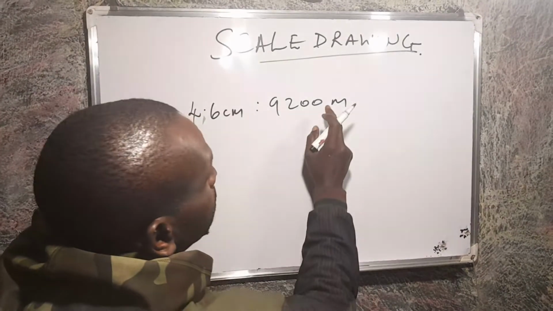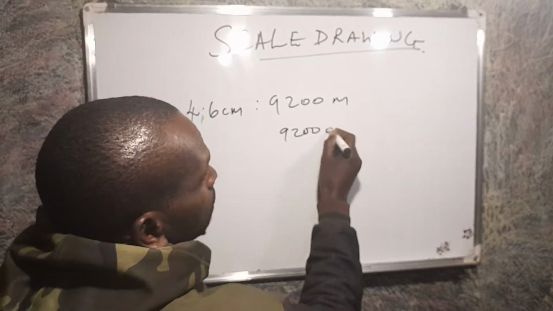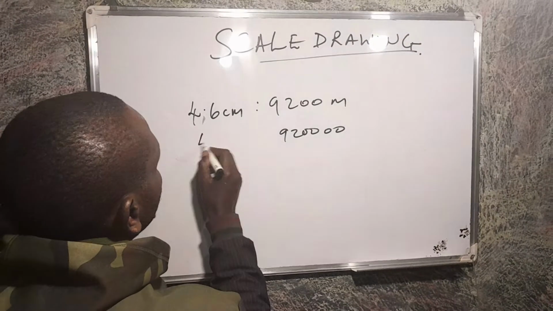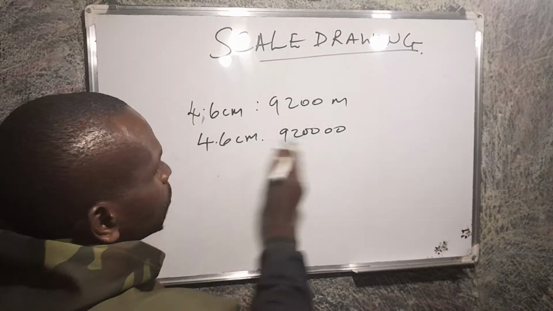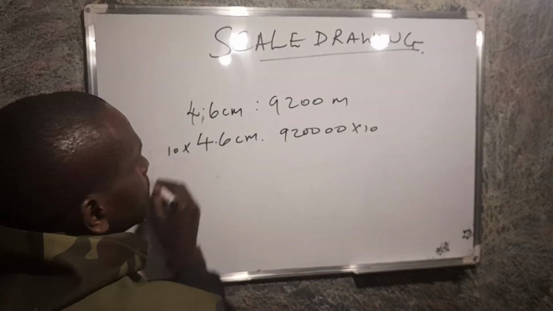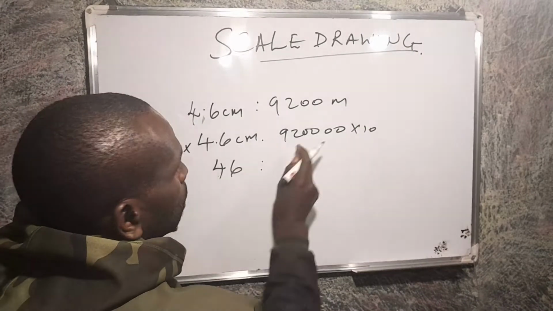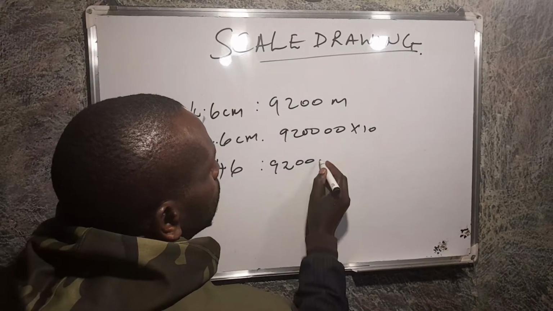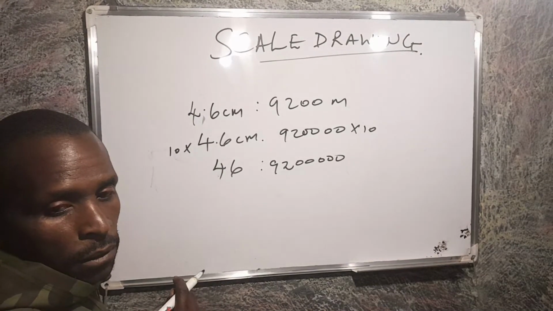So here, multiply by what? How many centimeters are in one meter? 100. So here we have 4.6 centimeters. To deal with this decimal, you have to multiply by 10, also multiply here by 10, so that you will get 46 to how many zeros? 1, 2, 3, 4, 5. Now simplify.